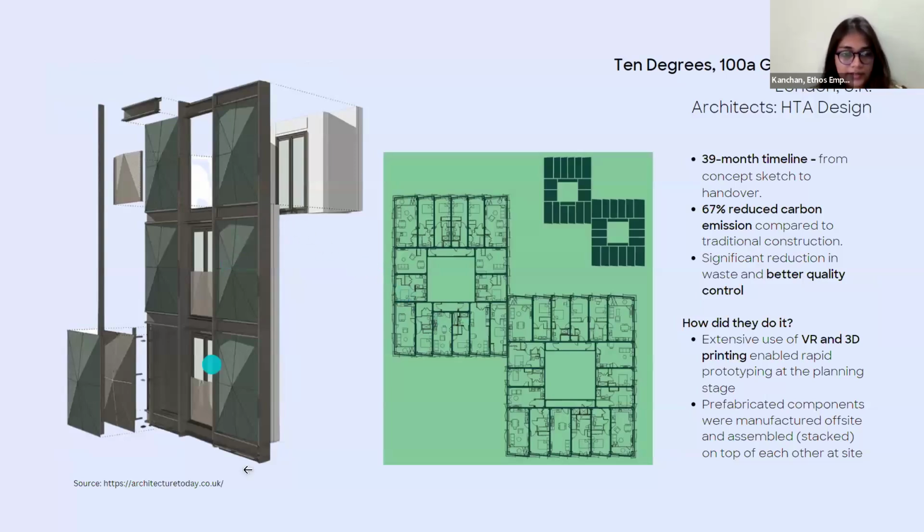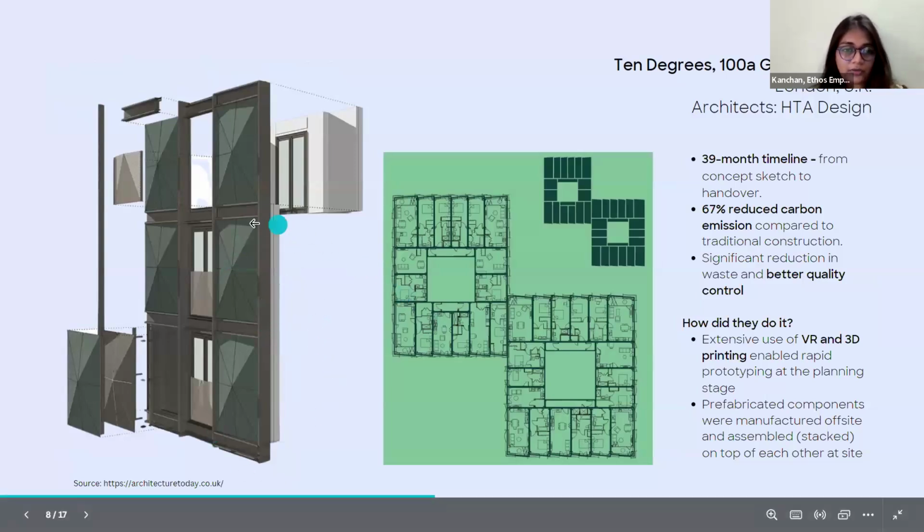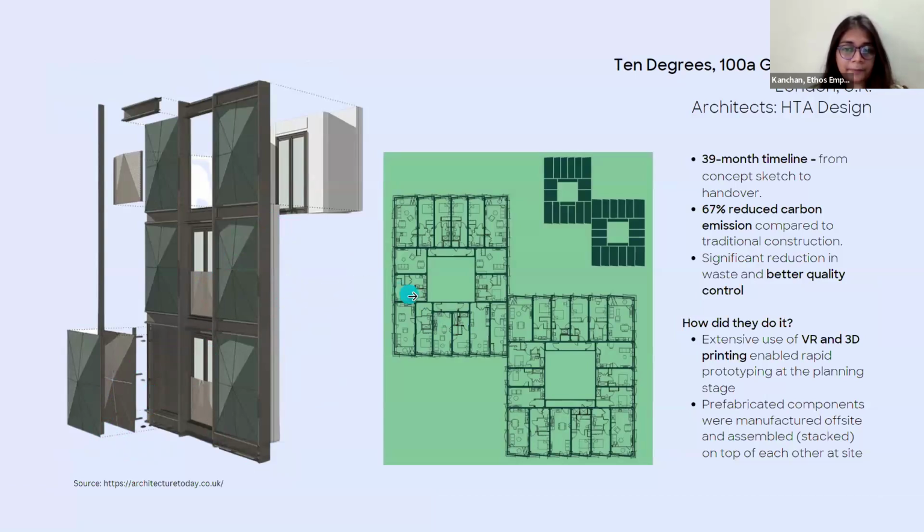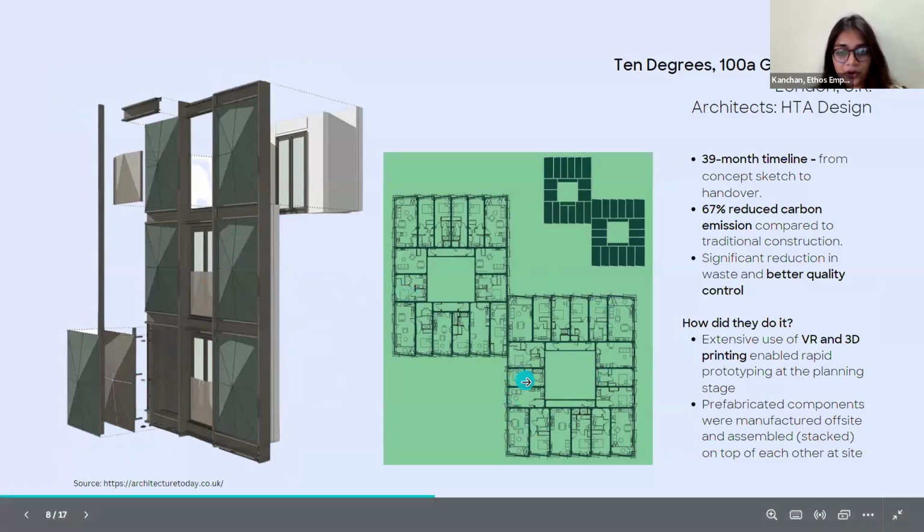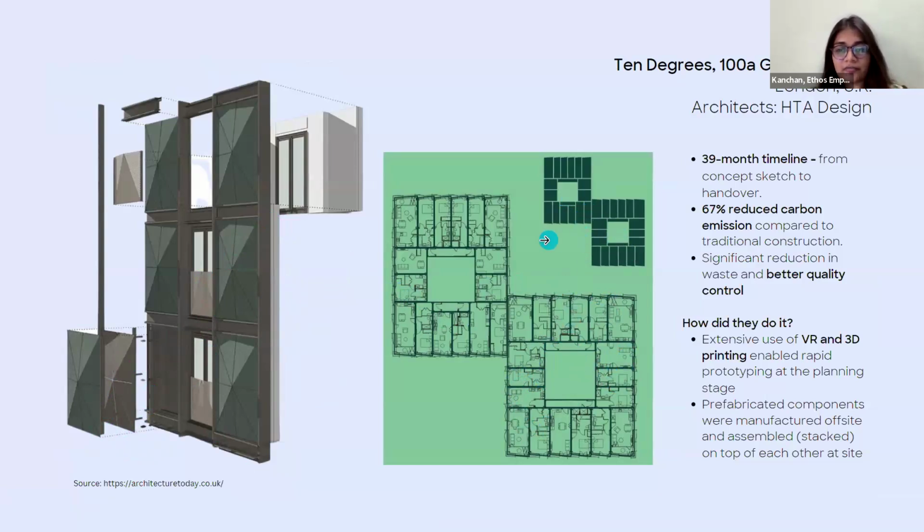So this is a diagram that shows you how these will be assembled on site. These are the different components that would have been prefabricated and manufactured in a factory. And this is the layout of all these parts or modules or units that have been assembled together, right? So what benefits did prefabrication do for this building?